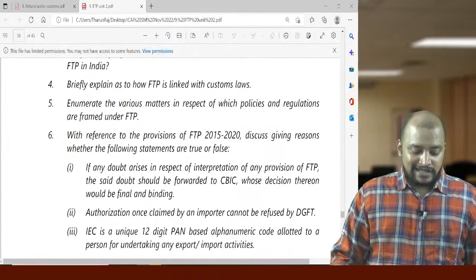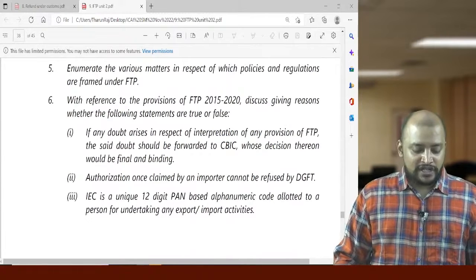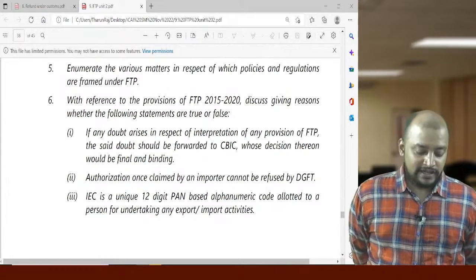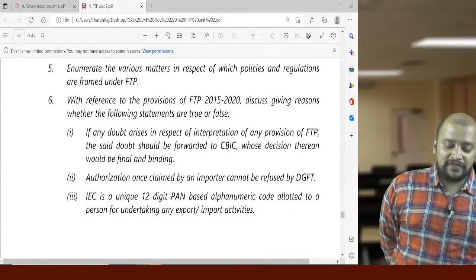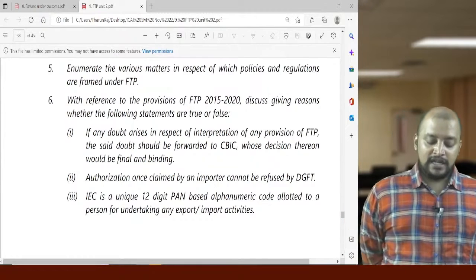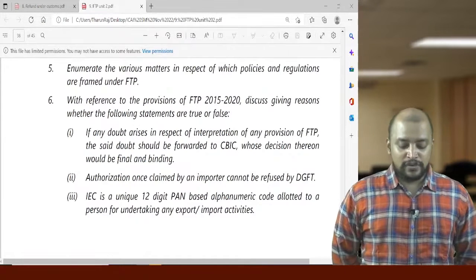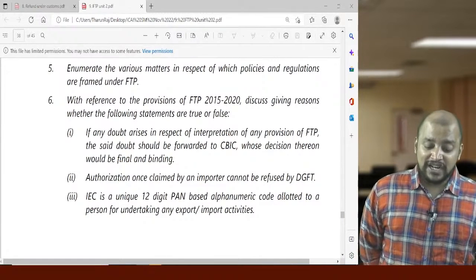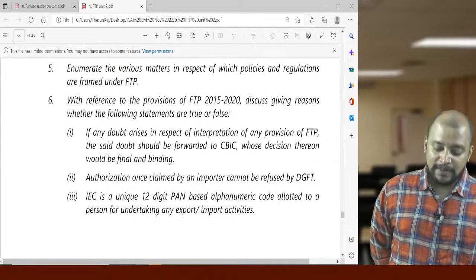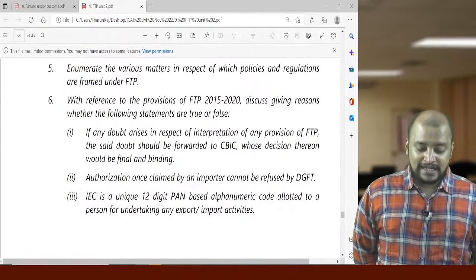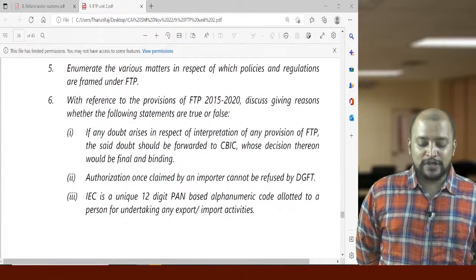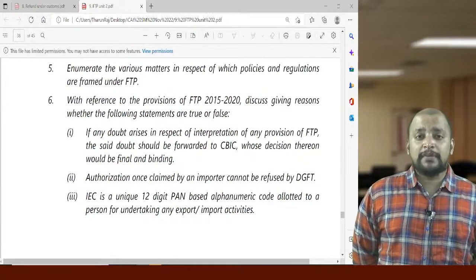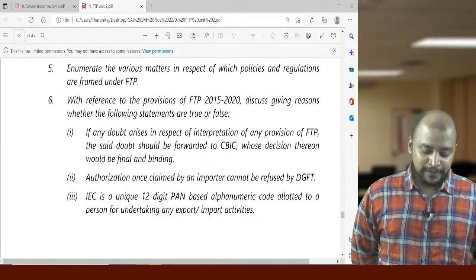Then, number 6, with reference to provisions of FTP, discuss giving reasons whether the following statements are true or false. If any doubt arises in respect of interpretation of any provision of FTP, the said doubt should be forwarded to CBIC, whose decision thereon would be final and binding. False. The decision of DGFT is only final and binding, not CBIC. Authorization once claimed by an importer cannot be refused by DGFT. False. Authorization is not a right. So the DGFT has power to refuse to grant or renew.